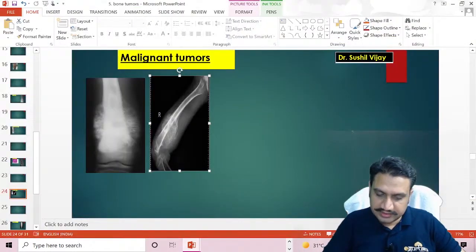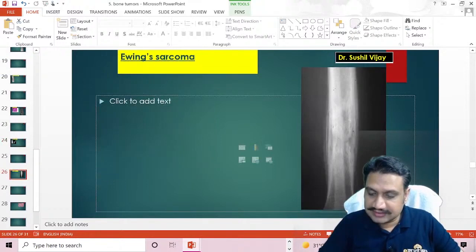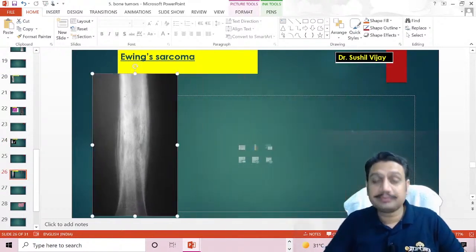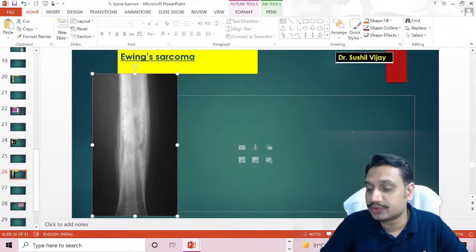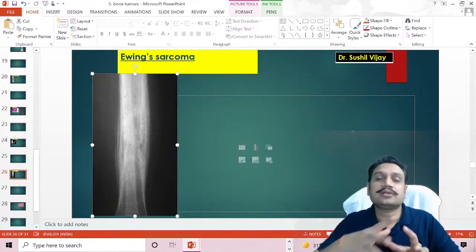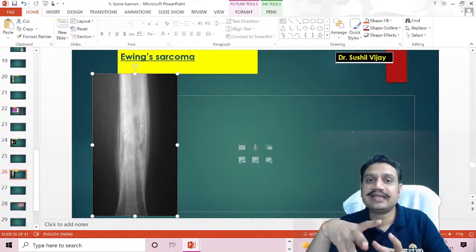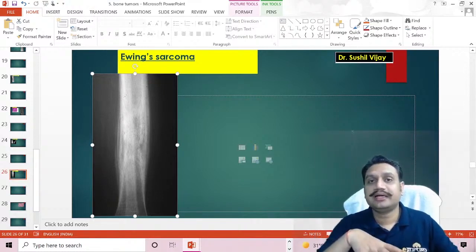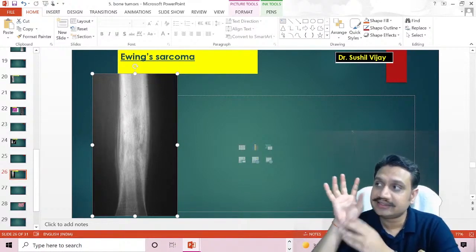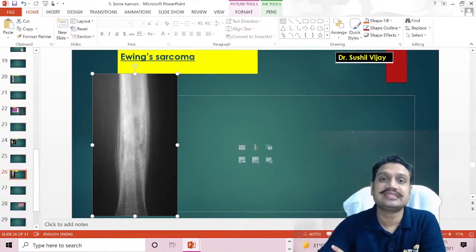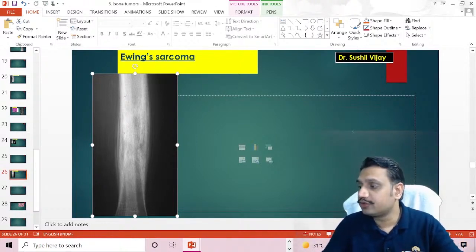So this is sunburst or the Codman's triangle, and this is what you call the onion peel appearance or the lamellated appearance. See the gross specimen also: if it is coming from the metaphyseal area, it has to be osteosarcoma. If it is shown only in the diaphyseal area, it has to be Ewing sarcoma. If it is only in the epiphyseal area, it has to be GCT. These are the common tumors which are asked to us, so you have to remember these things.